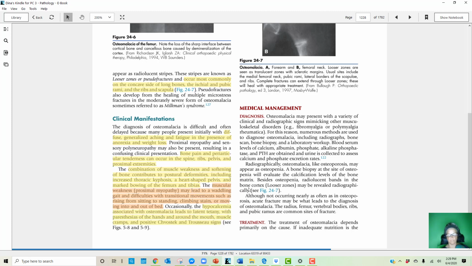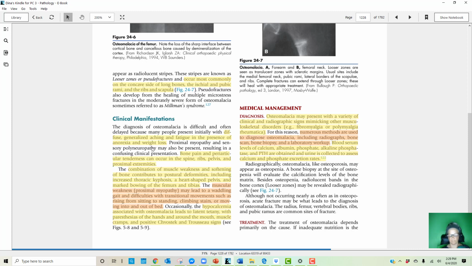Medical management. Diagnosis. Osteomalacia may present with a variety of clinical and radiographic signs mimicking other musculoskeletal disorders, for example, fibromyalgia or polymyalgia rheumatica. For this reason, numerous methods are used to diagnose osteomalacia, including radiographs, bone scan, bone biopsy, and a laboratory workup. Blood serum levels of calcium, albumin, phosphate, alkaline phosphatase, and PTH are obtained, and urine is collected to assess calcium and phosphate excretion rates.